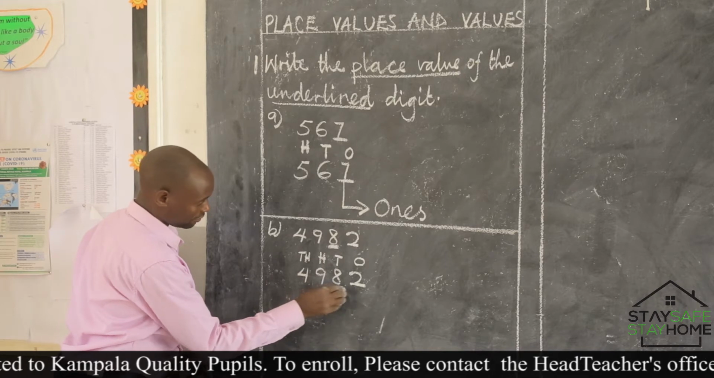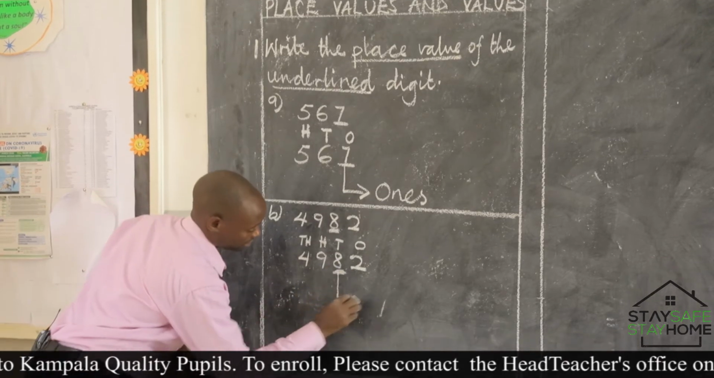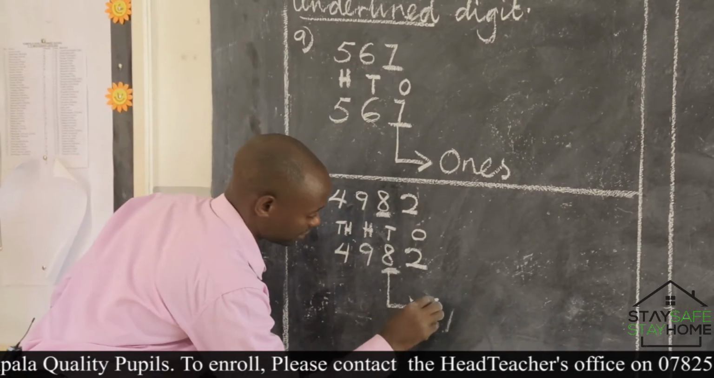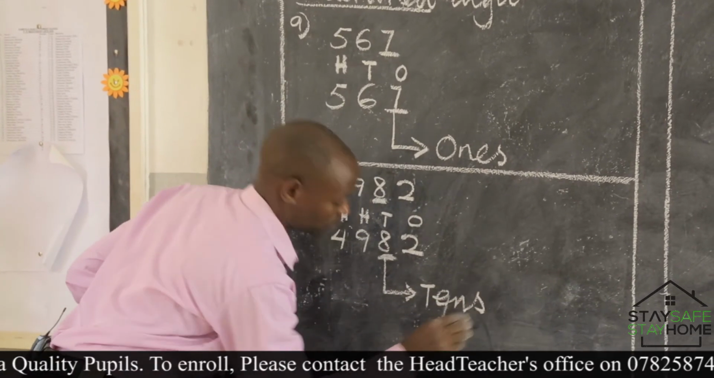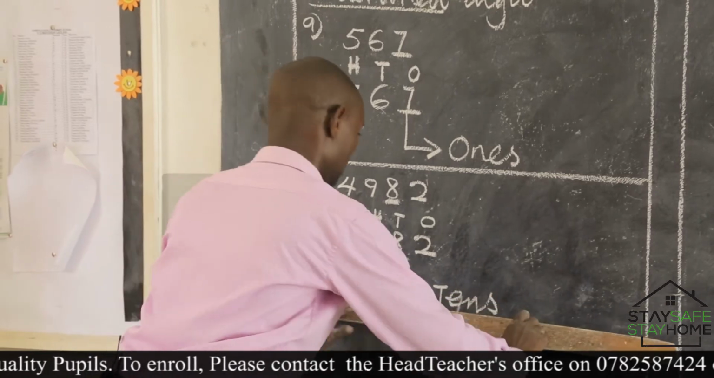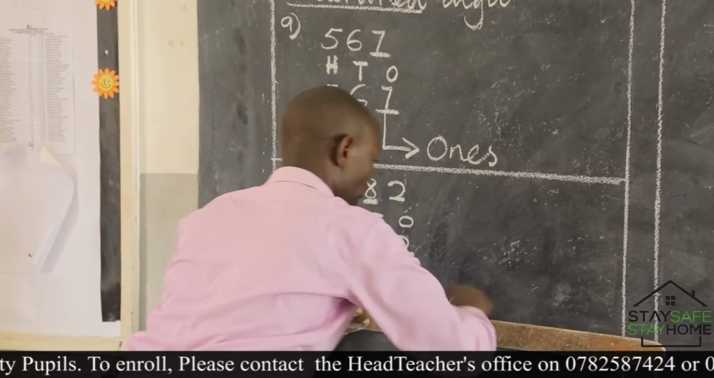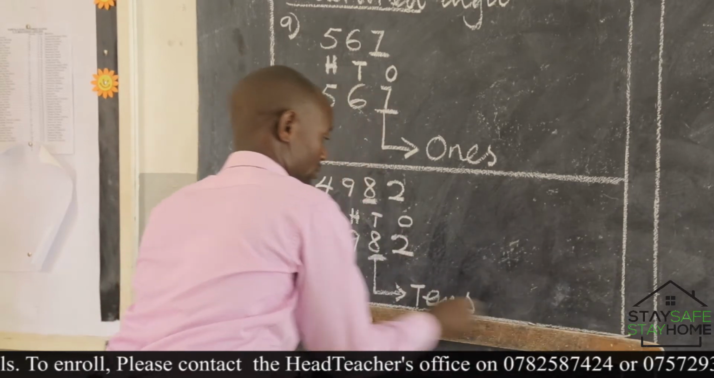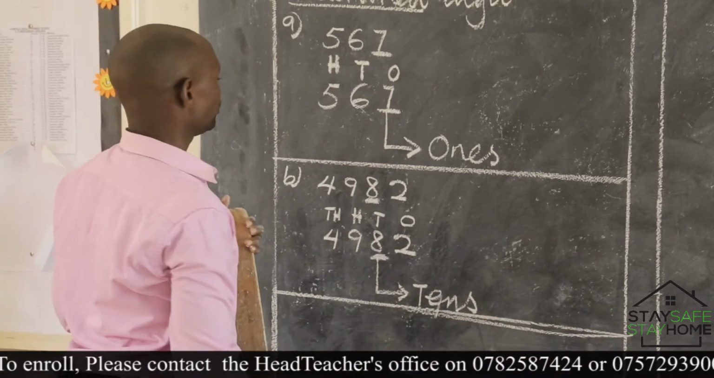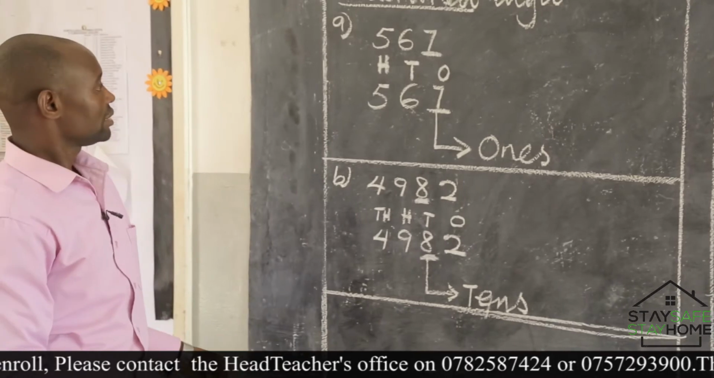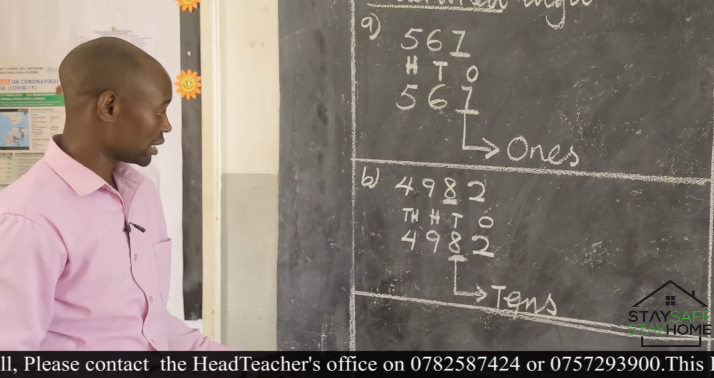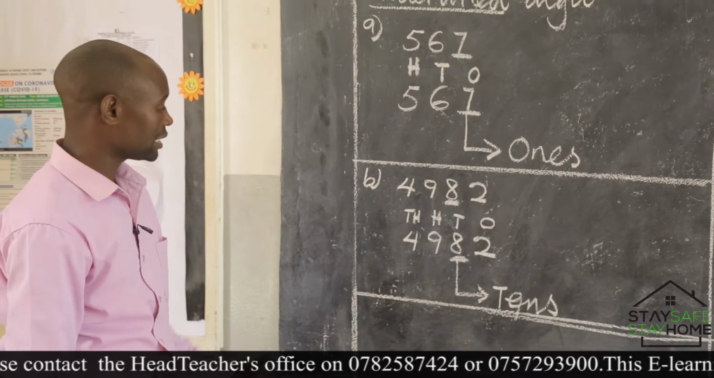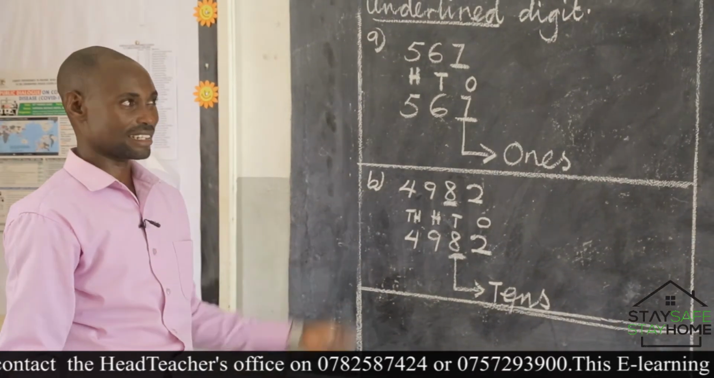So what is the place value of 8? In this case, it is tens. The place value becomes tens. So this is what you have been looking at ever since you started schooling, how to write place values. So I hope you are able to write place values of other digits.